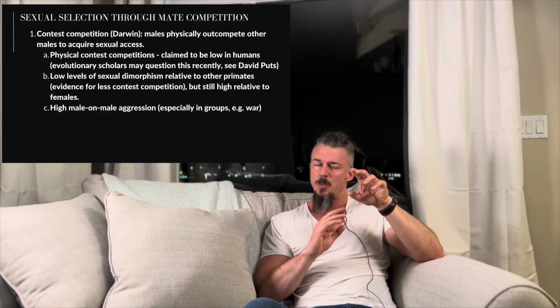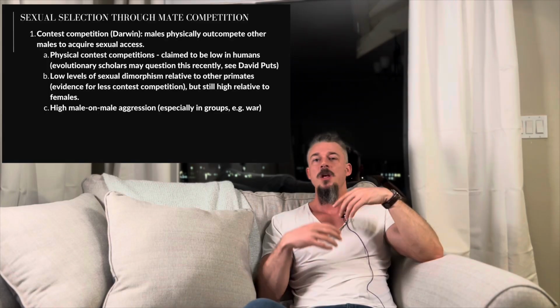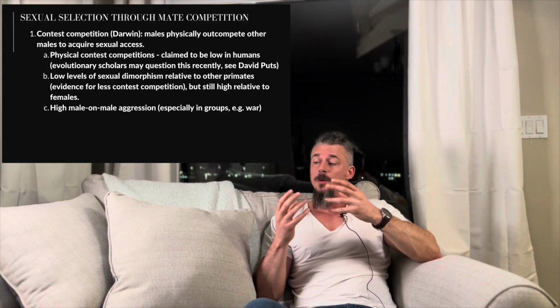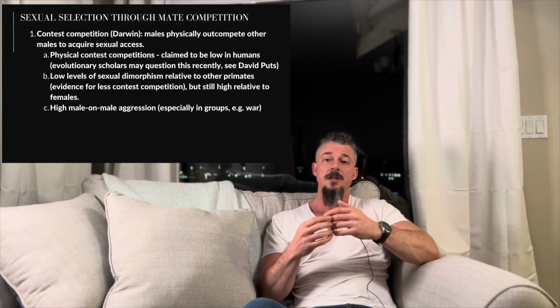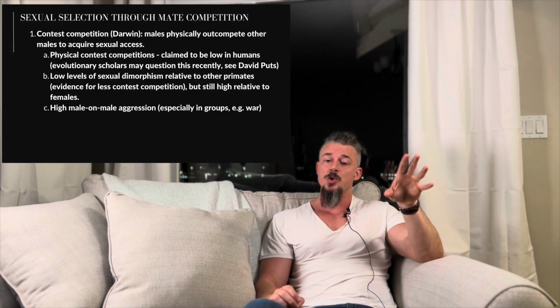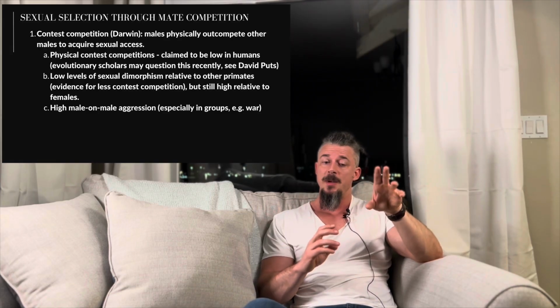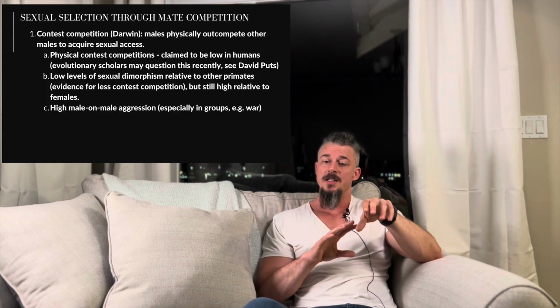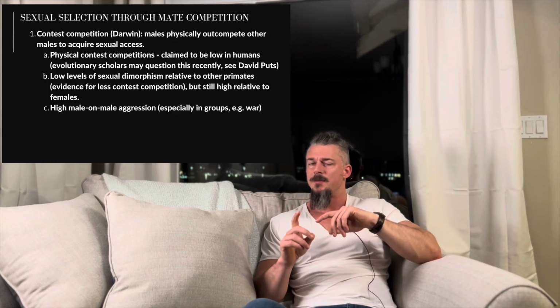It says, actually, this contest competition might be kind of high. We seem to have adaptations that would indicate it happened in our ancestral past. So we see low levels of sexual dimorphism relative to other primates, which historically would have been interpreted as evidence for lower contest competition. But it's still high relative to females, right?